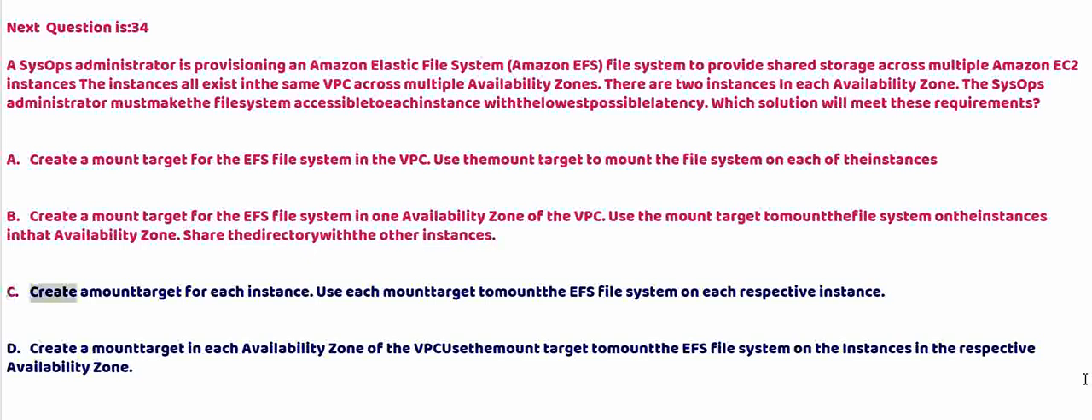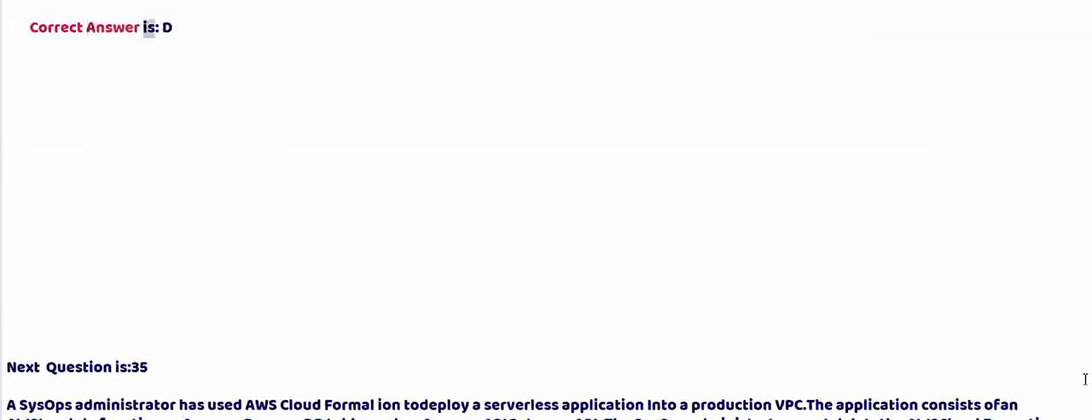C. Create a mount target for each instance. Use each mount target to mount the EFS file system on each respective instance. D. Create a mount target in each availability zone of the VPC. Use the mount target to mount the EFS file system on the instances in the respective availability zone. Correct answer is D. Next question is 35.